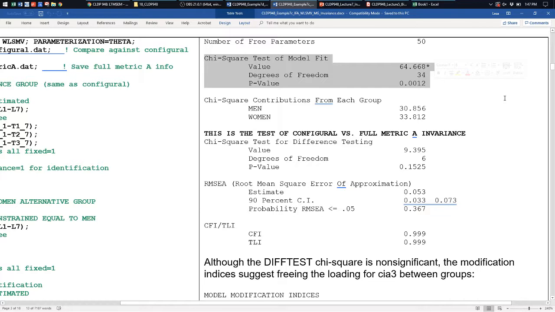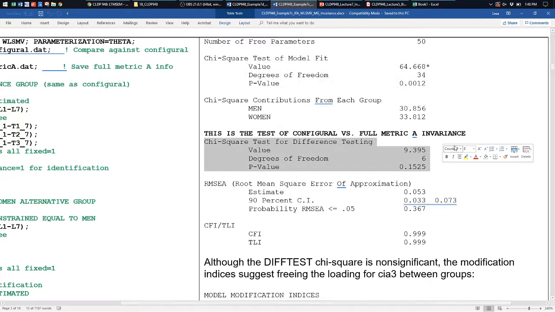It also gives us the contribution to the chi-square from each of our groups, which depends on misfit as well as relative sample size. But then here is the one we care about, as I noted in block bold letters above it. And this is me being nice. M+ will never tell you this directly. Chi-square test for difference testing.